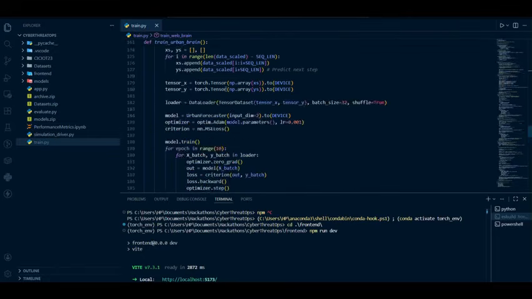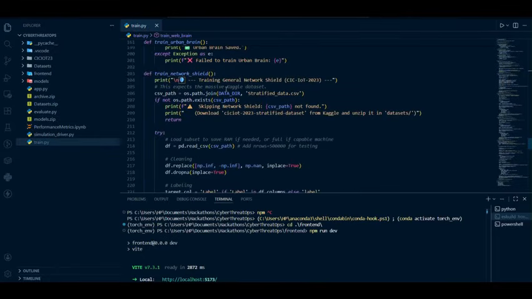The final model is our network shield model. The network shield model is a three-layer deep neural network that is trained on 33 attack types from the CIC IoT 2023 dataset. It processes 78 network features. It provides comprehensive protection for any IoT infrastructure.